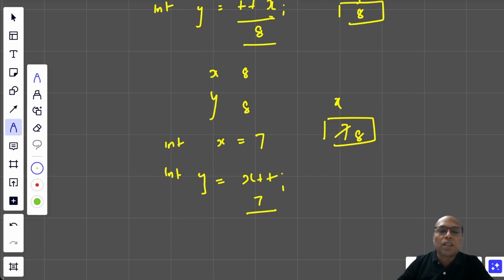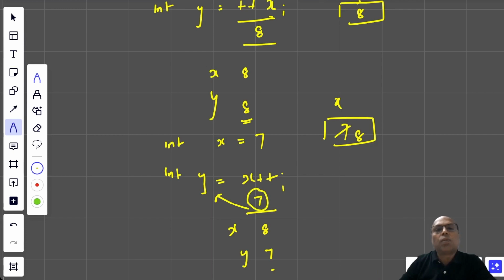Now that means after this statement, if I print x, my x would be 8. My y would be 7. Remember, in the earlier example, my y was 8. Here y is 7. Why? Because what I'm going to copy into my variable, I won't use the x value, I'll use the register value only.